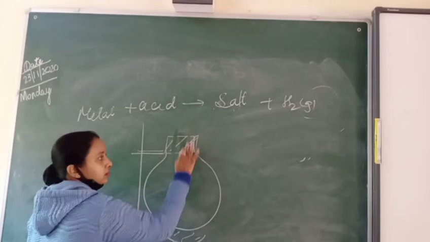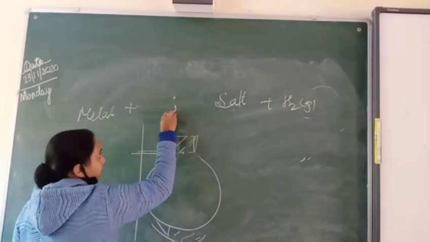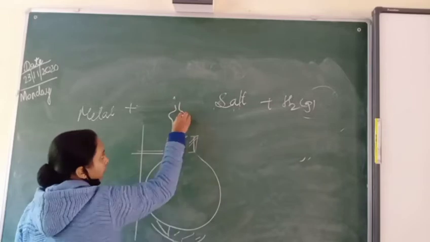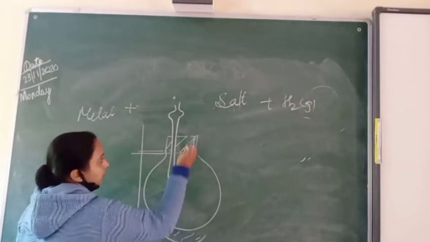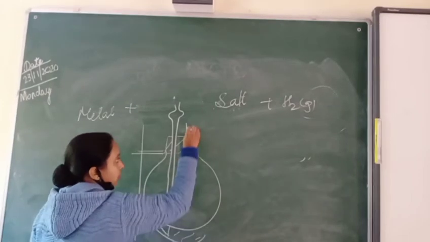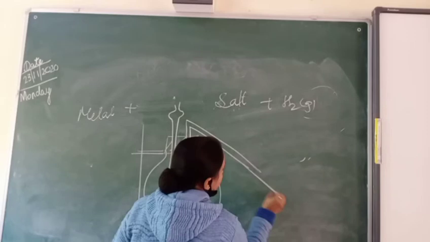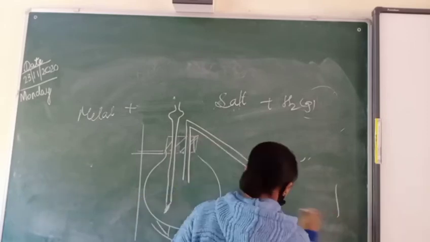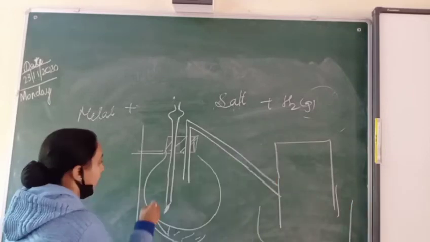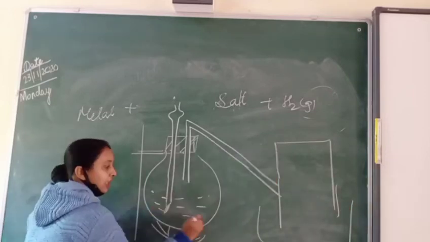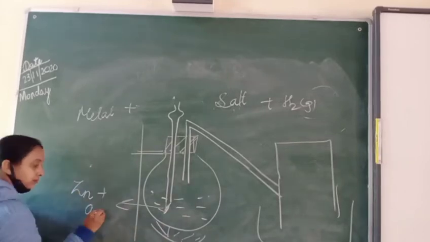From the first hole we have a thistle funnel. Then from the next hole we have a bent tube, wherein we have hydrogen collected. Now see here, in this round bottom flask what is there? We have zinc plus acid. I have told you we can use two acids, na? Any of the acids. Okay, use hydrogen chloride or H2SO4.